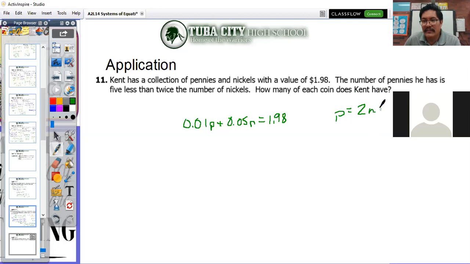Now this one's a tricky one, because of "less than." If you remember from one of my other lessons, when we were first introducing equations with word problems, the "less than" is the tricky one, because less than means minus, you're minusing that number. 5 less than twice the nickels. So if we have twice the nickels, lessen it by 5.